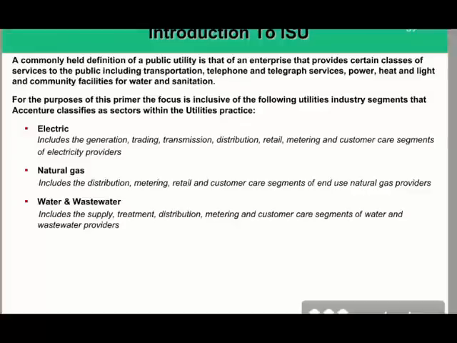This particular topic is about introduction to SAP ISU. The first slide gave the definition of utilities. So what does utility actually mean?